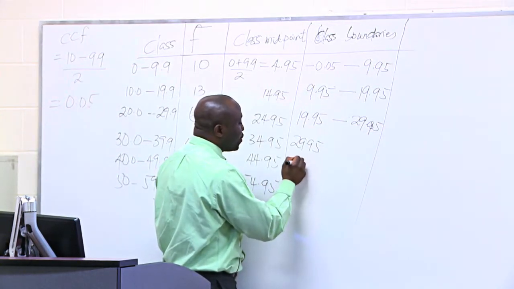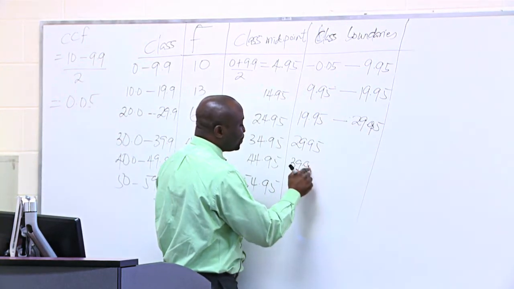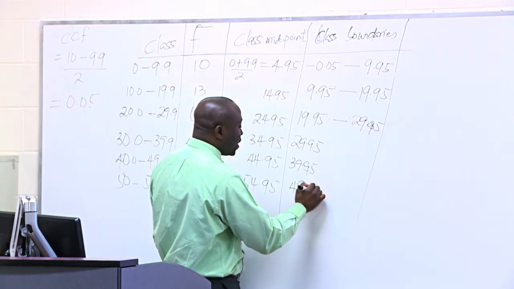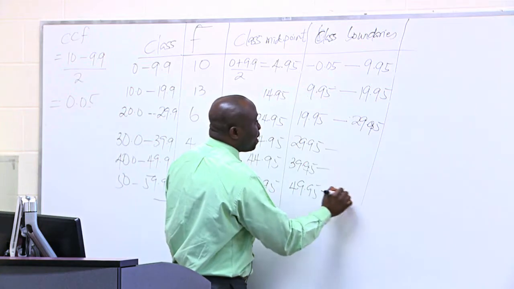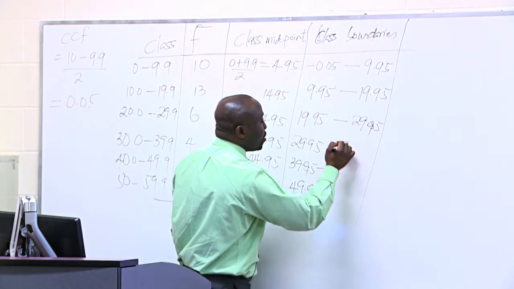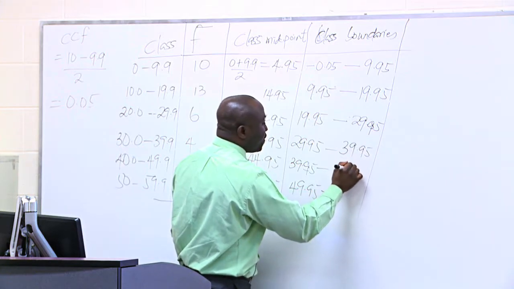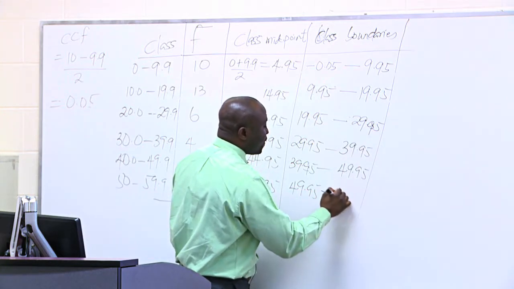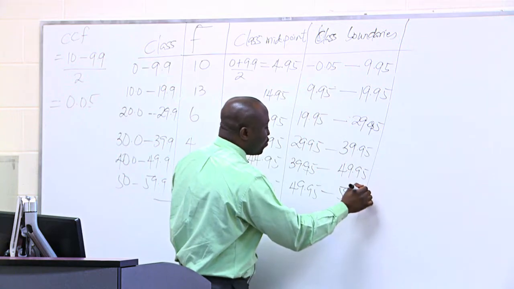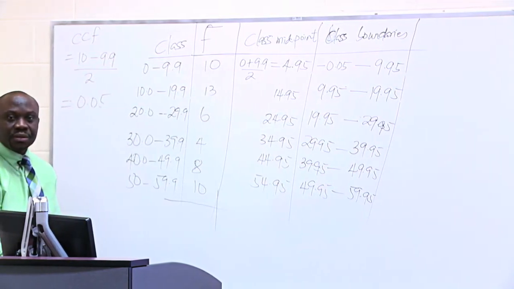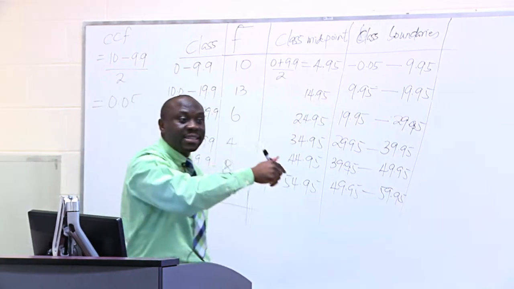Add another one, 39.95. And then 49.95. 39.95, 49.95, 59.95. So far, so good? How do we find a class less than from here?